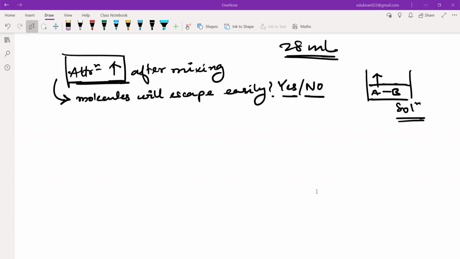जिसमें अट्रैक्शन कम है वो, जिसमें अट्रैक्शन ज्यादा है वो आसानी से निकल जाएंगे क्या? नहीं ना? जिसमें अट्रैक्शन कम है वो निकलेगा, और जिसमें अट्रैक्शन ज्यादा है वो नहीं निकलेगा। तो if attraction is higher after the mixing, the molecules will escape easily, yes or no? No. Will they escape easily?